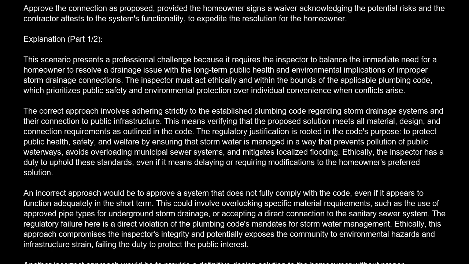Explanation. This scenario presents a professional challenge because it requires the inspector to balance the immediate need for a homeowner to resolve a drainage issue with the long-term public health and environmental implications of improper storm drainage connections. The inspector must act ethically and within the bounds of the applicable plumbing code, which prioritizes public safety and environmental protection over individual convenience when conflicts arise.